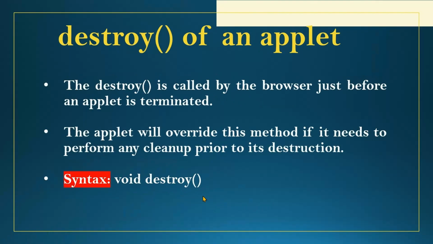Destroy method of an applet. The destroy method of an applet is called by the browser just before an applet is terminated. So if at any point of time I want to release the resources, the destroy method is called before the termination of your actual application. The applet will override this method if it needs to perform any cleanup operations prior to its destruction. So if I want to shut down some processes which are running before the termination of your actual application, then I can use the destroy method. And this destroy method is also called only one time. The syntax for this one is void destroy.